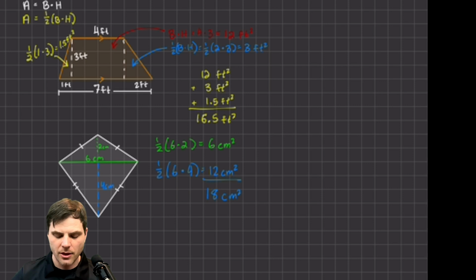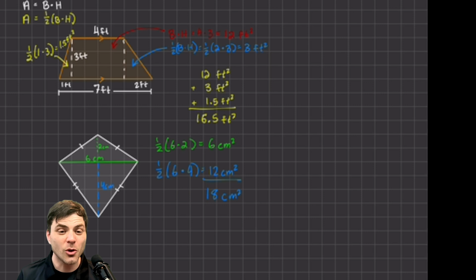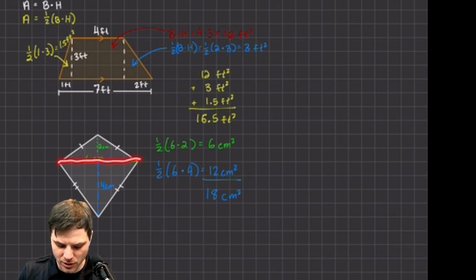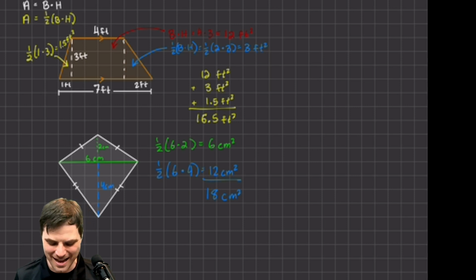Again, there's other ways of doing this. There's multiple ways of decomposing or dissecting this kite into triangles. And there's no wrong way to do it as long as you're breaking into nice triangles and you're not going into some crazy convoluted way of doing it that doesn't need to happen.